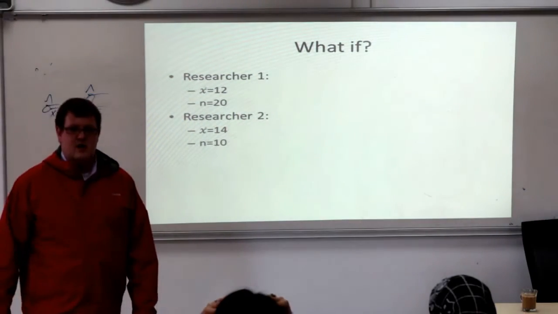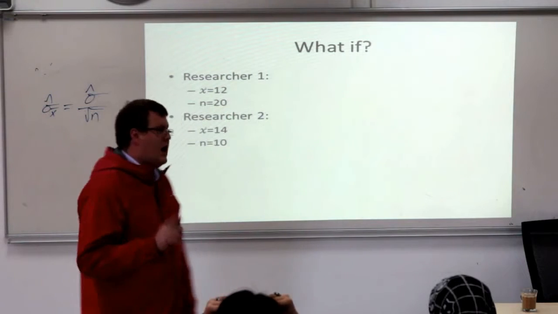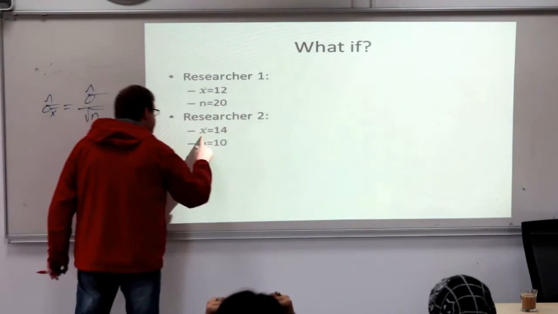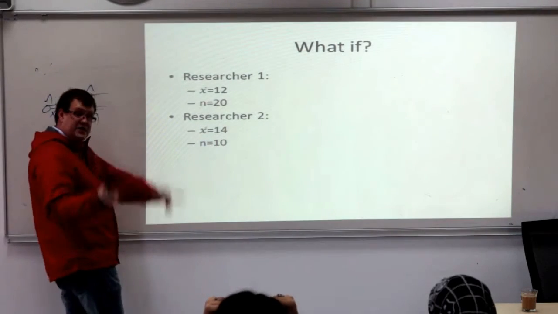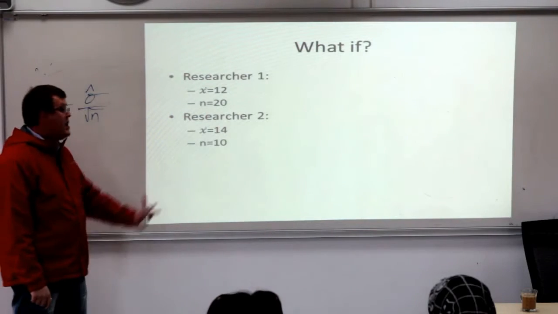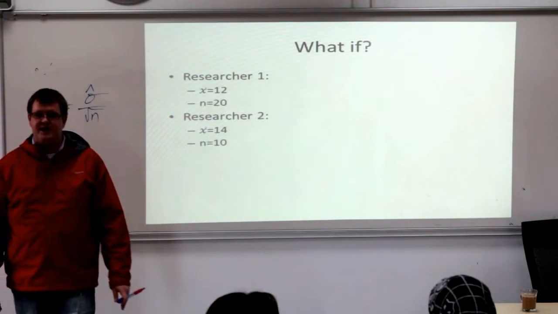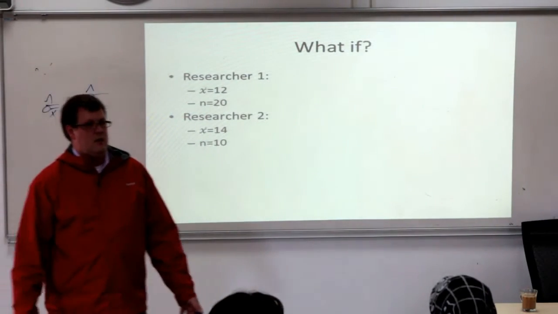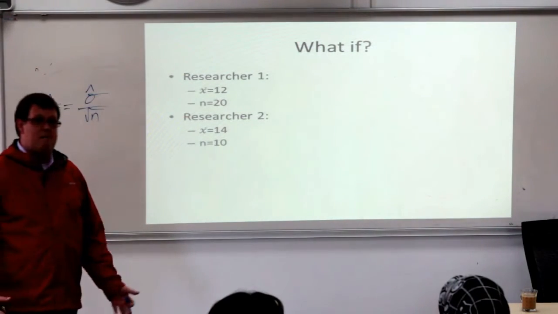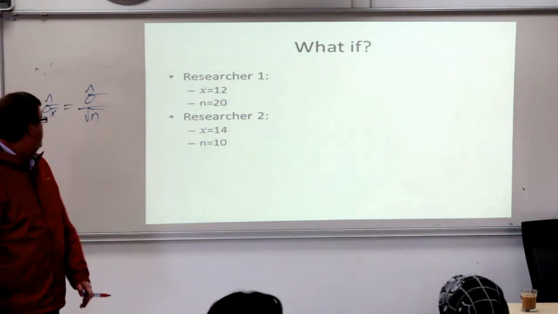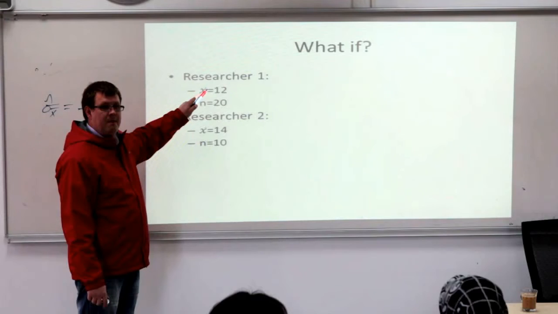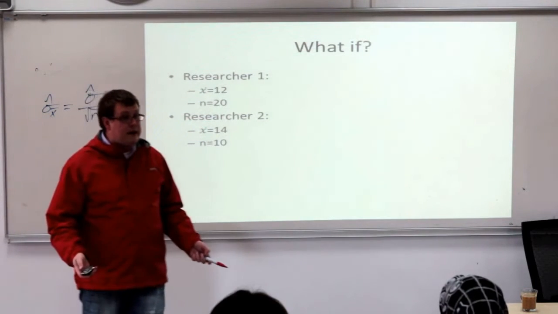Now, imagine that you knew some more information. You knew that researcher 1's mean was 12, and researcher 2's mean was 14, just like before. But you knew researcher 1 had a sample size of 20, and researcher 2 had a sample size of 10. Which of these two estimates of the mean is the better estimate? This one? Why? Because the sample size is bigger.